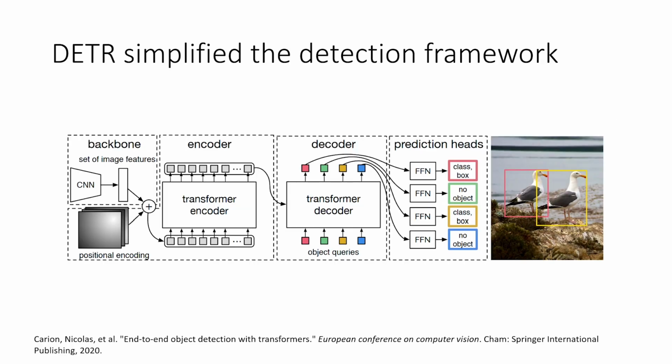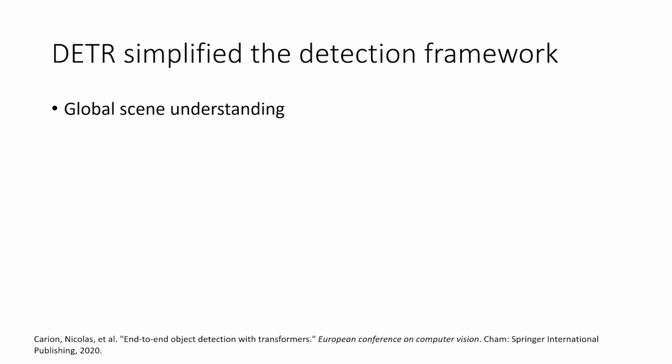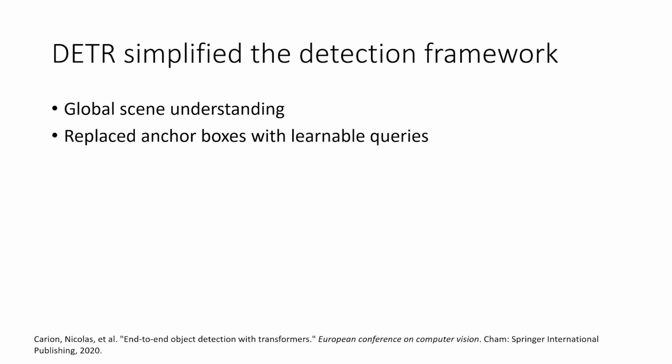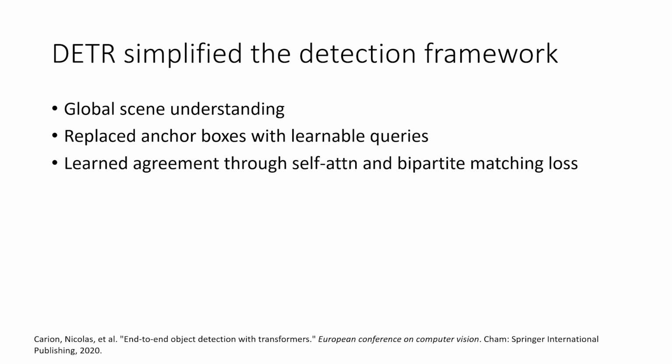Inspired by recent advances in natural language processing, the detection transformer models object detection as a translation task going from image features to object-level representations. This approach has a global understanding of the scene thanks to the cross-attention layers. It replaced anchor boxes with a set of learnable object queries, and the method doesn't make duplicate predictions since it learns to agree between the predictions through self-attention layers and loss that includes bipartite matching.